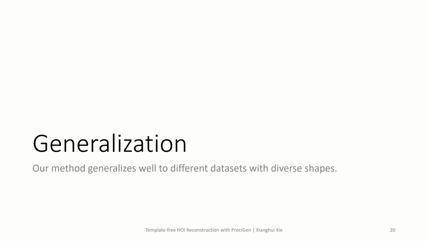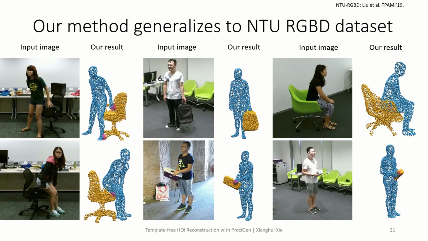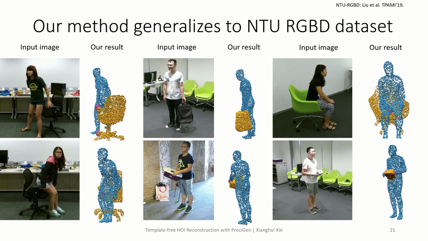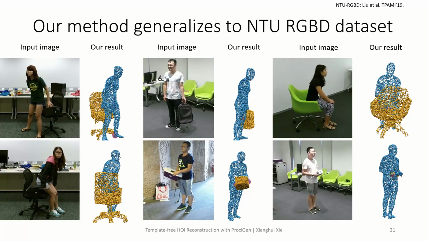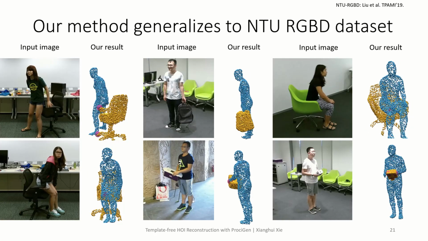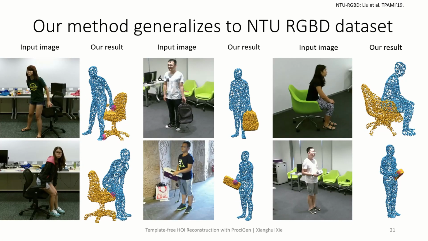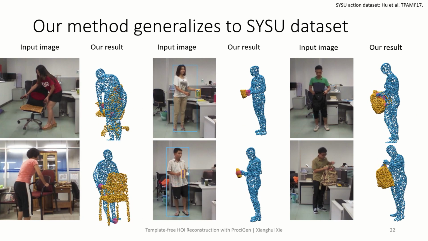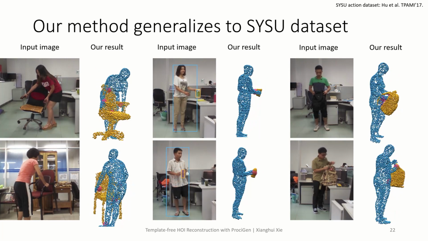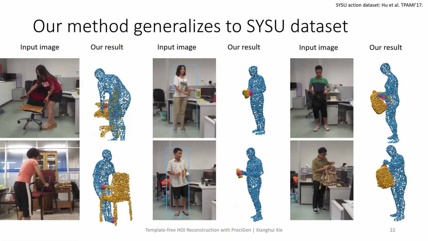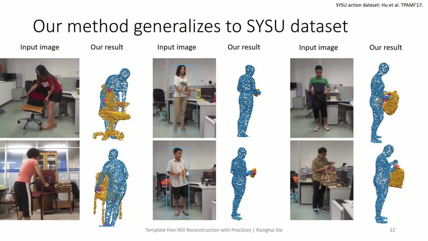Our method generalizes to diverse datasets. We first show results on the NTU RGBD dataset. Our method can reconstruct different objects even though the model has never seen images from this dataset. Next, we show results on the SYSU dataset. Our method faithfully reconstructs different objects without using any templates.